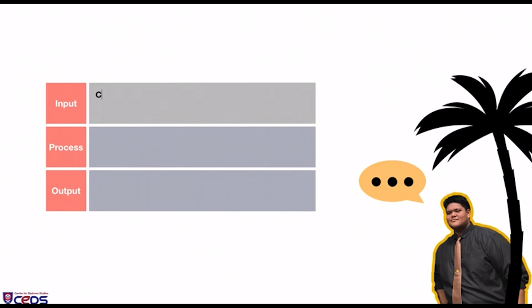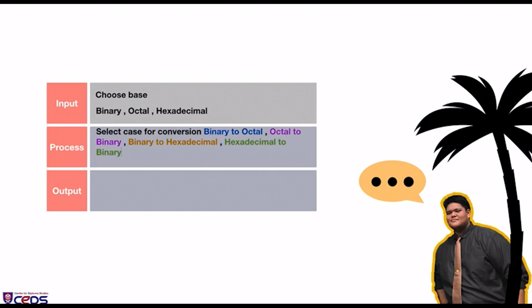For our assignment, the IPO table goes like this. In the input section, there's any binary, octal or hexadecimal number. In the process section, you need to select a case for conversion: binary to octal, octal to binary, binary to hexadecimal, hexadecimal to binary, and enter the number base that you want to convert. And lastly, the output section displays the conversion result.